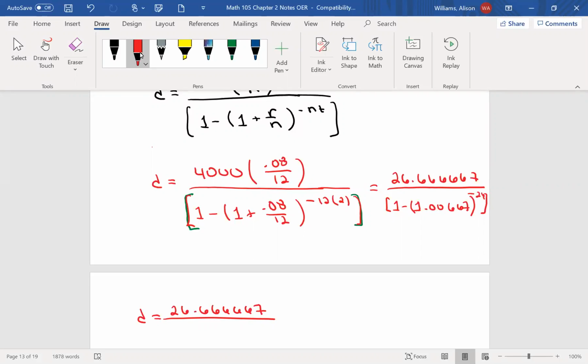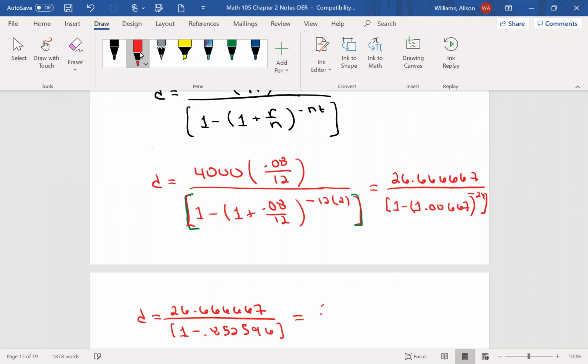1.00667 to the negative 24. I'm trying not to erase things in my calculator. I'm trying to keep track as I go so I can be as accurate as possible. If you round a little, your answers might be a tiny bit different from mine, but the more decimals you keep, the better off you'll be. So what I'm getting is 1 minus 0.852596 and so on. I'll stop there, but I'm going to keep that number in the calculator and subtract 1 from it.